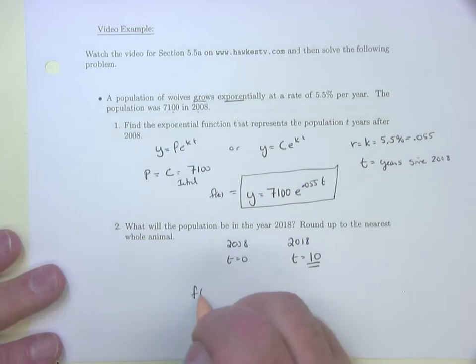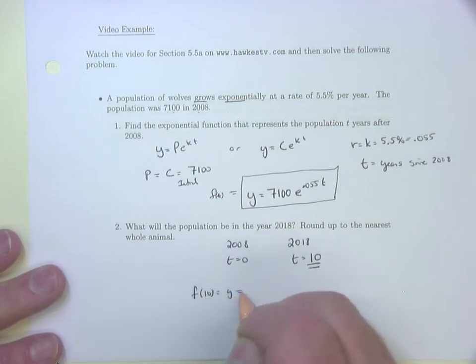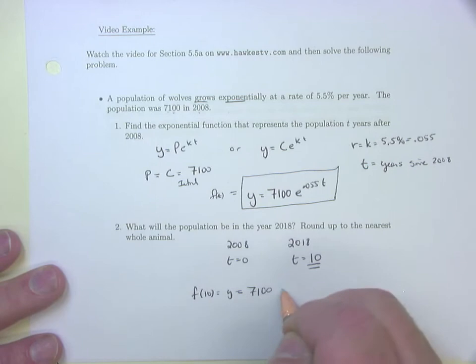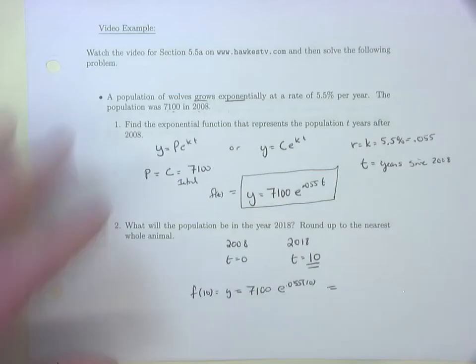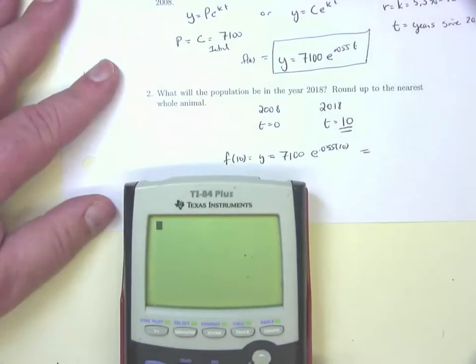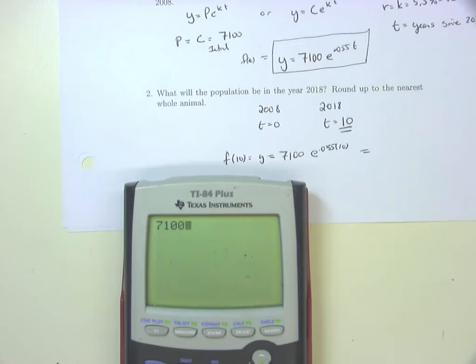So my f of 10, which would be y, is equal to 7,100 e to the 0.055 times 10. And again, let's make sure we don't screw this up. I always want to show you guys how I put it in the calculator, but this is in the exponent, so make sure you leave it in the exponent. So it's 7,100 e raised to the 0.055 times 10 in the exponent. If you want to, you can always put parentheses around your exponent. Does that make sense?